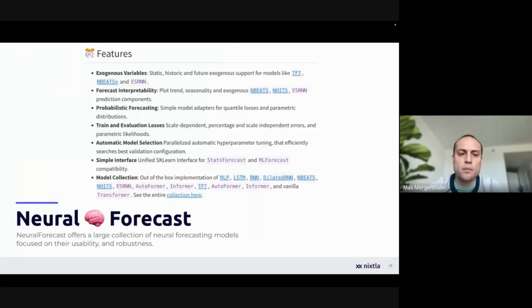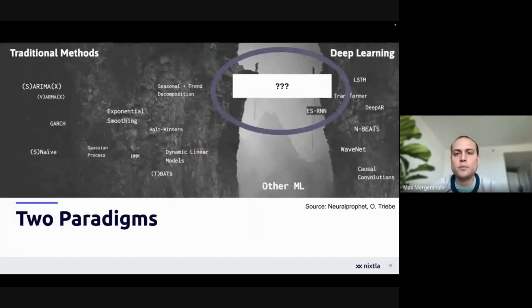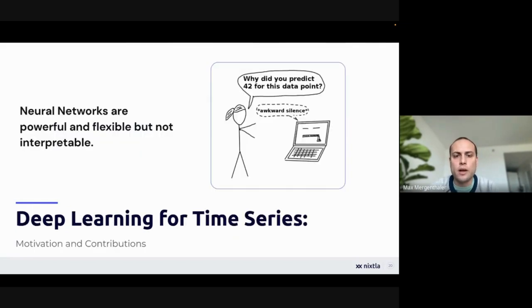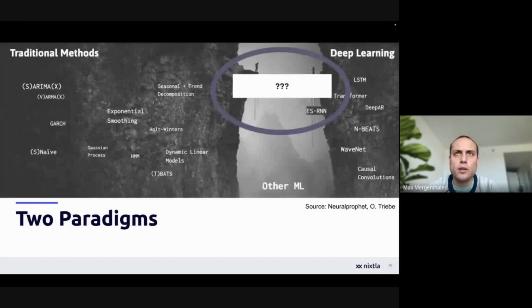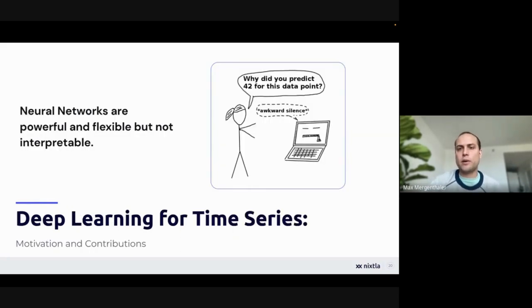And now I'm going to be speaking about the N-HiTS and how we understand our theoretical contribution to the field. And to understand this, you have to understand that we come from an econometric background. The team has a background in economics and maths, and at the end of the day, we're trying to build a bridge between traditional methods and deep learning methods.